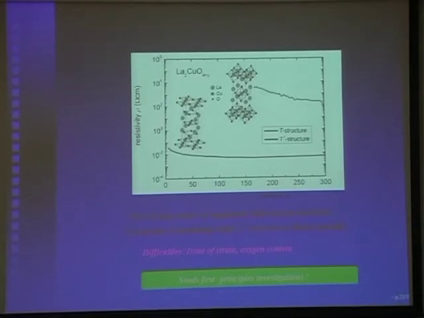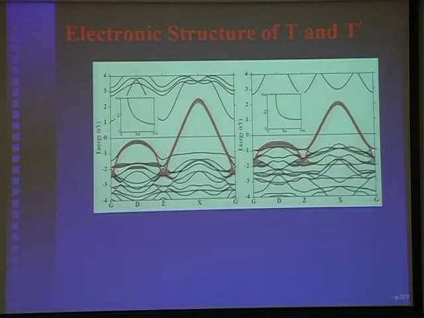So, we thought of doing some calculation. This shows the electronic structure of T and T prime. This is for T, this is for T prime, same lanthanum cuprate, but in two different crystal symmetries. And again you pick up this one band. What the inset shows is the corresponding Fermi surface.